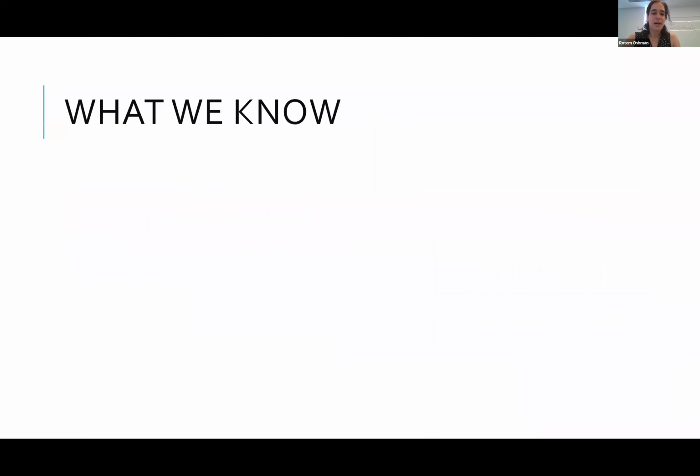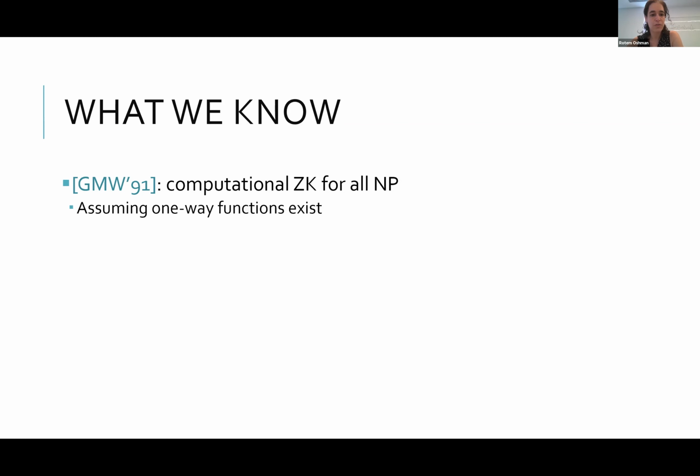Okay, so let me tell you really quickly what we know in complexity theory about various types of zero knowledge. So first of all, this amazing result by Goldwasser, Micali and Wigderson showed that for the entire class NP, we can get computational zero knowledge. We do need a cryptographic assumption for this. We need to assume that one-way functions exist. And this is so that we can implement these binding commitments.